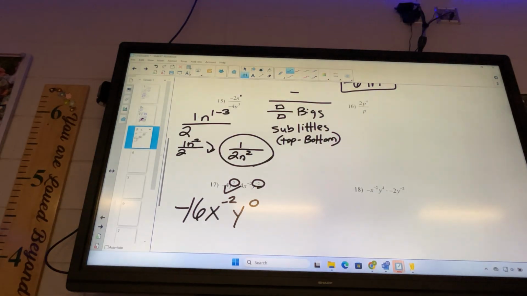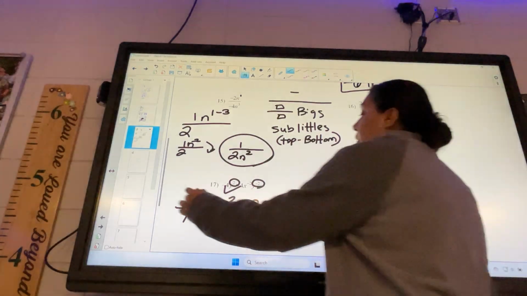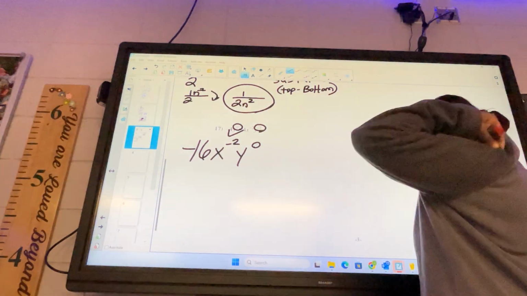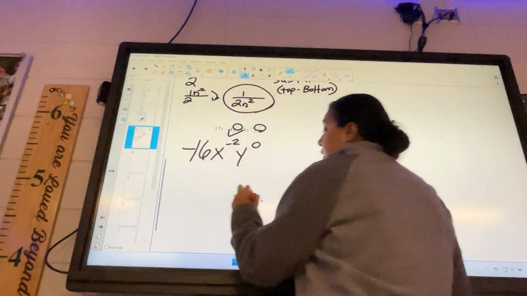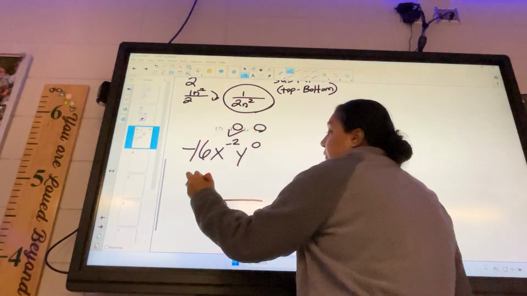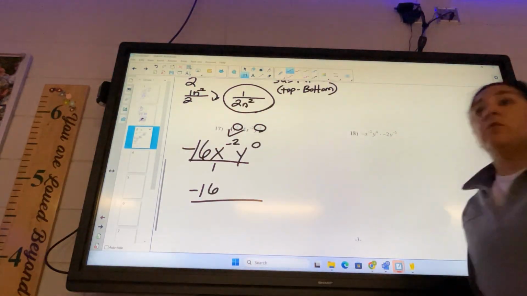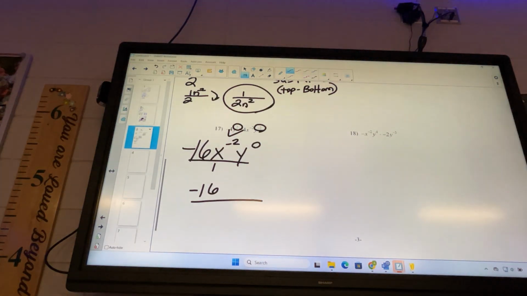Okay, do you have any negative exponents? Yeah, what are they? Yeah, so where does the negatives go? So we're going to draw ourselves a little bar. The 16, he's never going to move. Okay, so he's going to go on top because there's really a 1 underneath here. Anything you can write a 1 underneath of it.